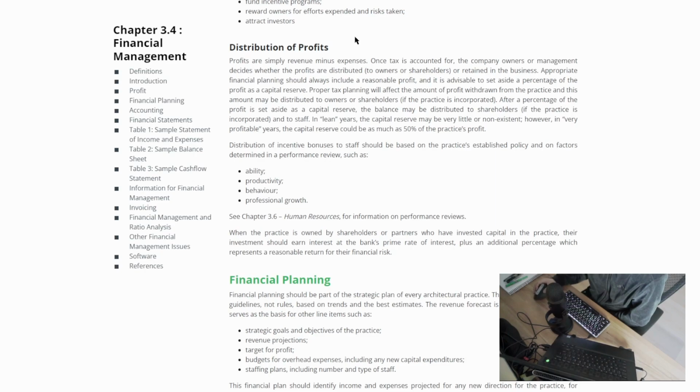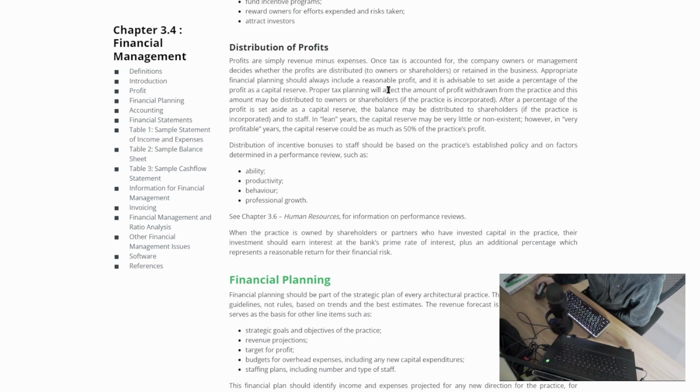Distribution of profits. Profits are simply revenue minus expenses. Once tax is accounted for, the company owners or management decides whether the profits are distributed to owners or shareholders, or retained in the business. Appropriate financial planning should always include a reasonable profit, and it is advisable to set aside a percentage of the profit as a capital reserve.